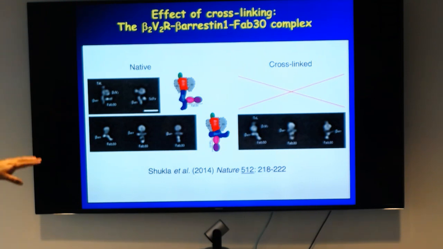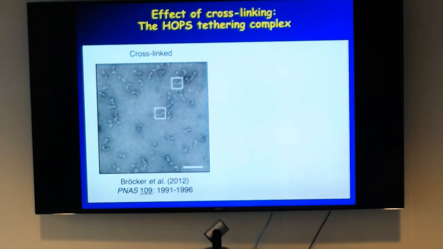And so here you have at least some particles that look the same, but this is another example that is much worse.